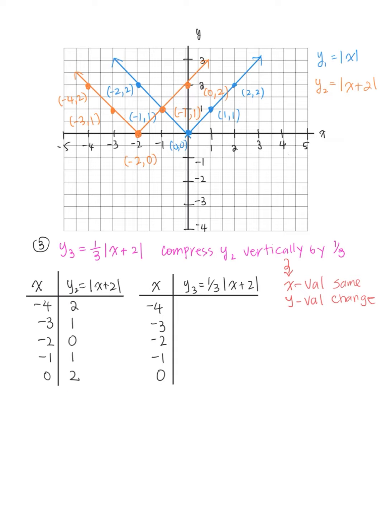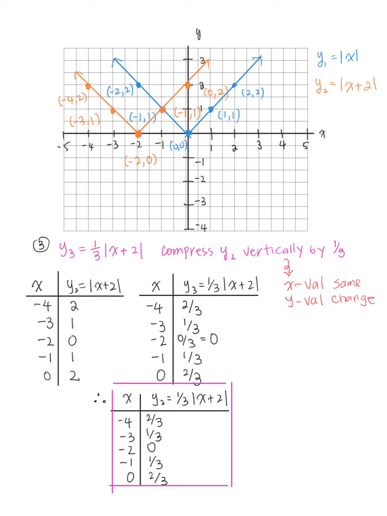All right, so let's go. If I multiply by 1/3, then this part is going to be 2/3, 1/3, and then 0/3. Please note 0/3, that's a 0. And then next one is going to be 1/3 and 2/3 again. All right, now let's graph this out.